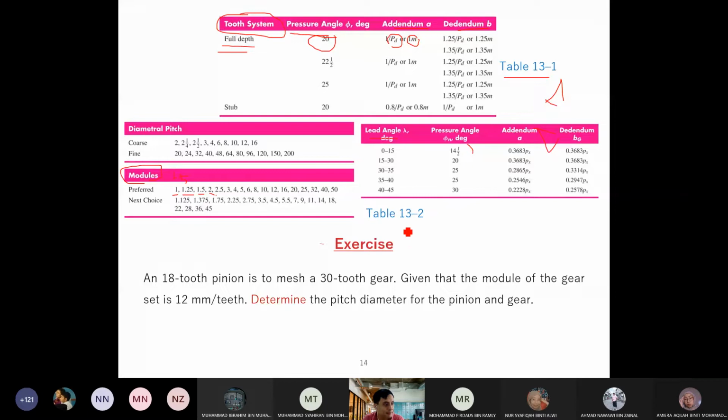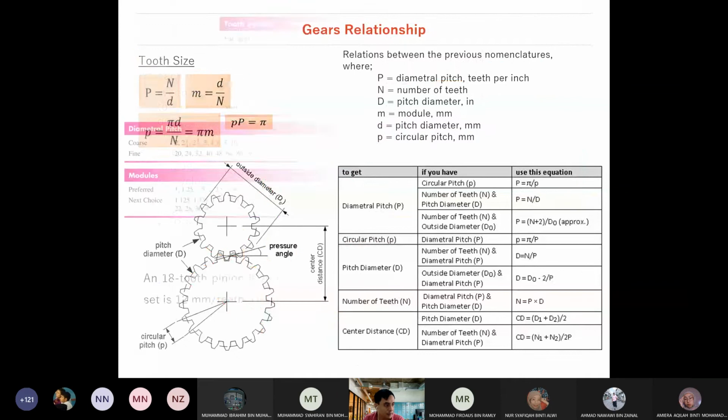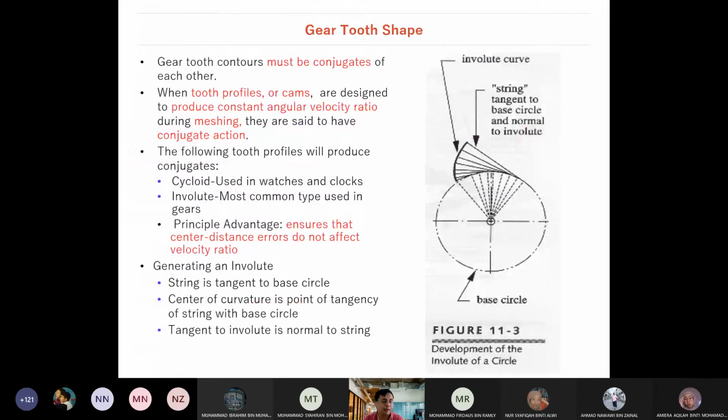Okay, ada soalan? Tak ada up to here? Kalau tak ada masalah, okay, let's move on.